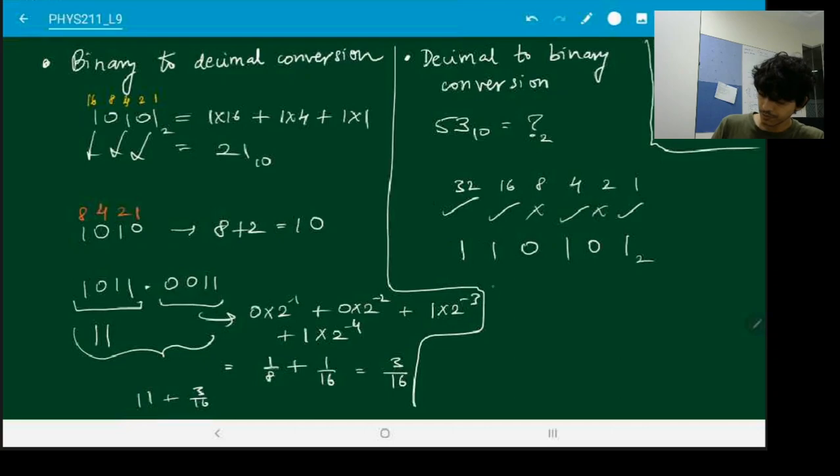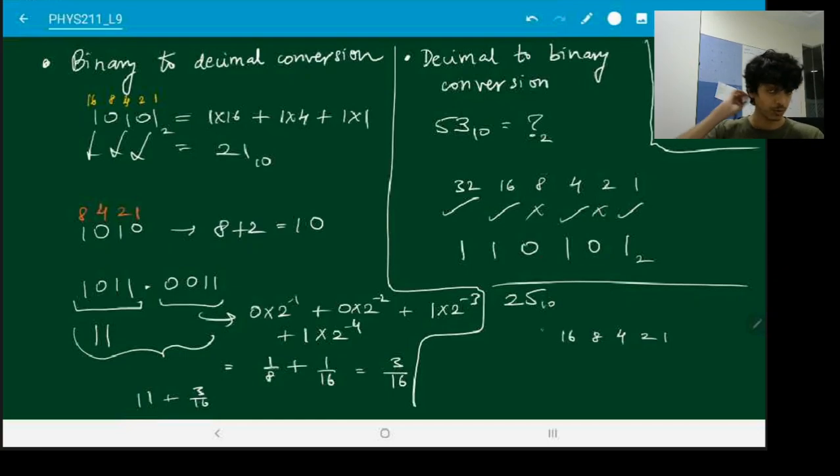Let's take one more example. Suppose I want to find out what is the binary representation of the number 25. So once again, let me list out all the powers of 2: 1, 2, 4, 8, 16, 32 onwards I don't need. So which of these numbers do I need if I want to write down 25? I will take 16. So let's put a 1 over there. 16 and 8 is 24. So let me take the 8 also. Only 1 left, so I'll take the 1 and I'll put zeros everywhere else. So 11001 is the binary way of writing 25.